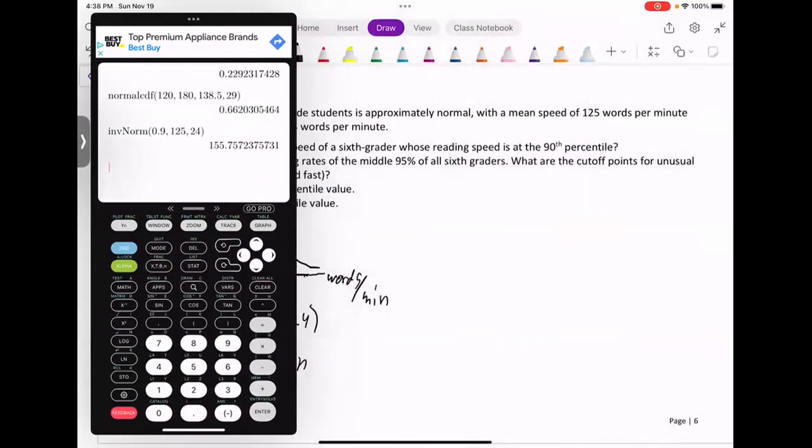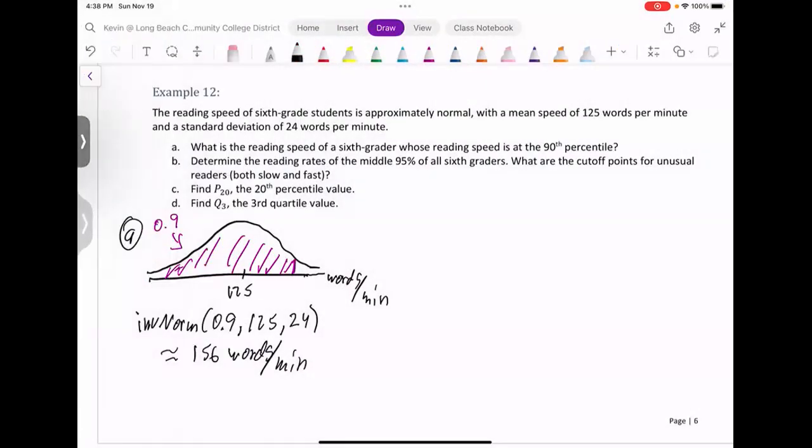Now, let's interpret what that means. That means if we find a 6th grader that can read 156 words per minute, then 90% of the other 6th graders read slower than that student does. And this, of course, is 156 on our graph here.